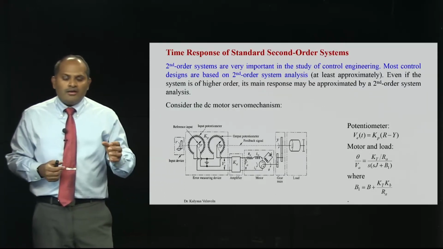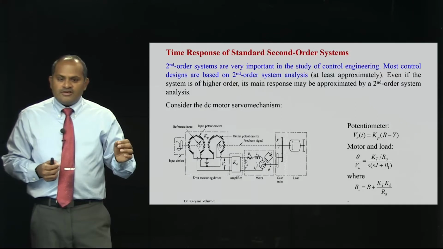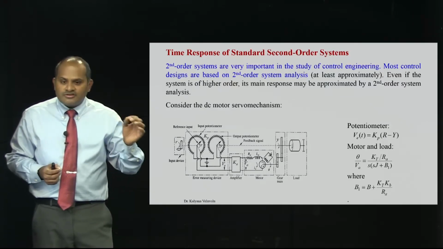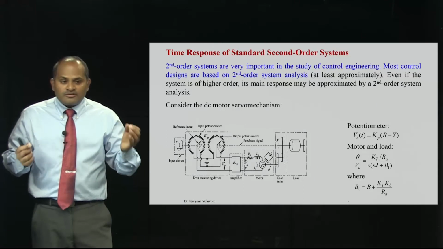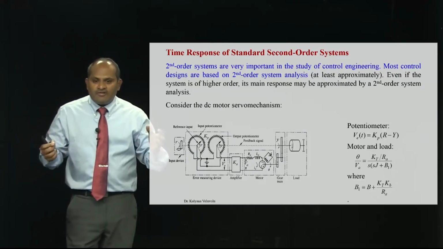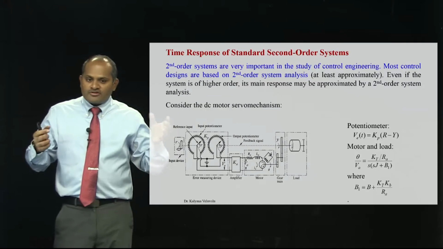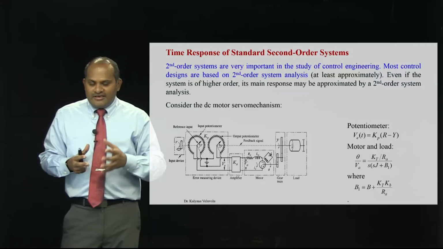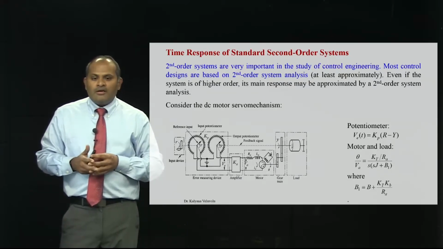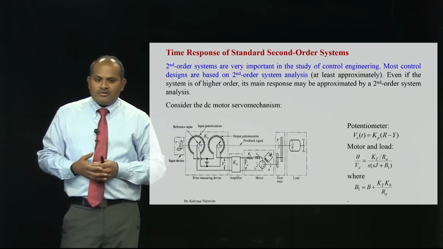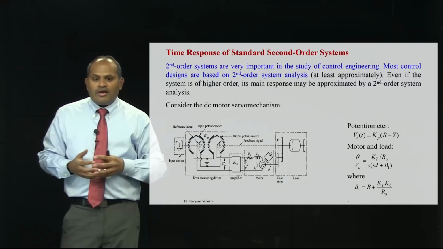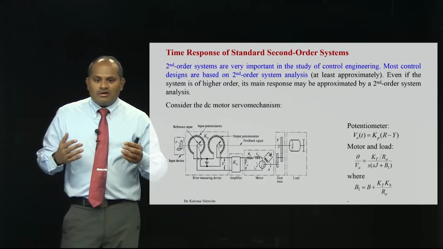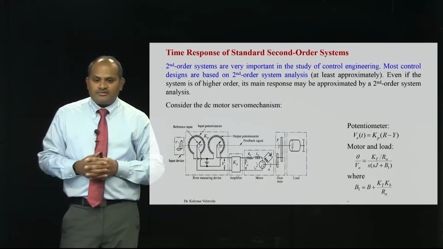The reason why we only study second order systems is that any higher order system can be approximated as a second order system. Even if I have a 10th order system, I can approximate it as a second order system. The accuracy depends on several other factors. However, in real world applications, we can accurately model many systems as second order systems. That is the reason why we focus all our attention on second order systems.